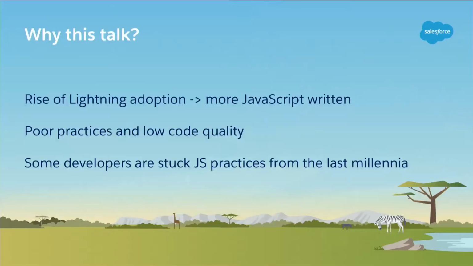So first of all, I'd like to give you an overview of why I gave this talk. As a developer evangelist, I'm connected with the developer community, and I see a lot of code written in JavaScript, even more with the rise of Lightning adoption. People write a lot of JavaScript. We used a bit of JavaScript before in Visualforce, but now with Lightning, everything is about JavaScript. The problem with that is that I see a lot of contributions that are dealing with poor code practices, and generally also low code quality.